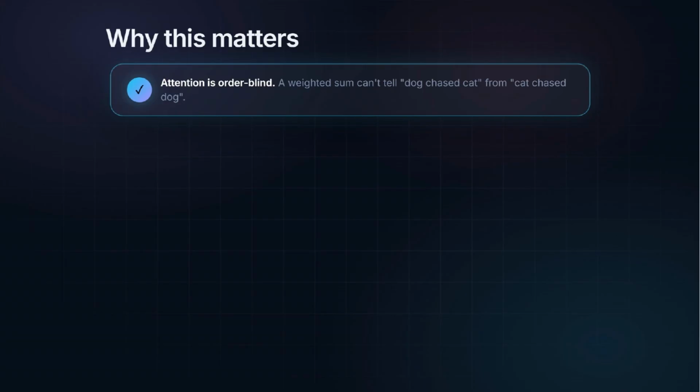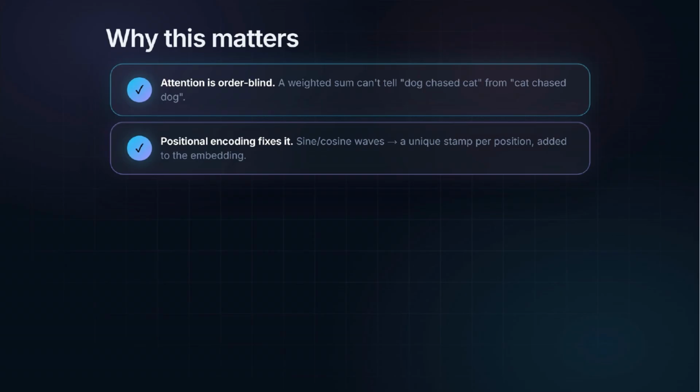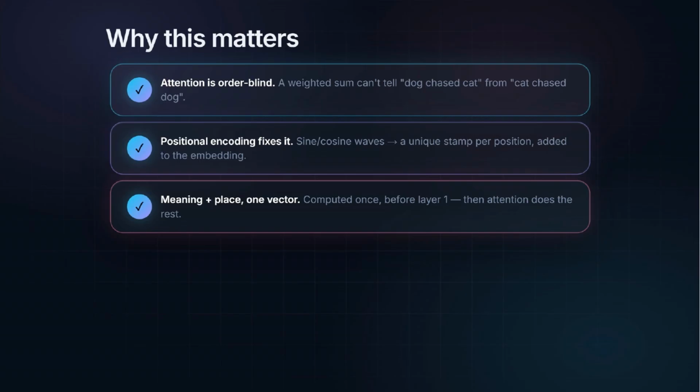Let's lock it in. 1. Attention is order blind. On its own, a weighted sum can't tell "dog chased cat" from "cat chased dog." 2. Positional encoding fixes it. Sine and cosine waves at many frequencies give every position a unique stamp, which we add to the embedding. 3. Meaning and place end up in one vector, computed once before the first layer, and from there attention takes over. So we now have the complete input to a transformer, the embedding for meaning plus the encoding for position, ready to enter the stack.